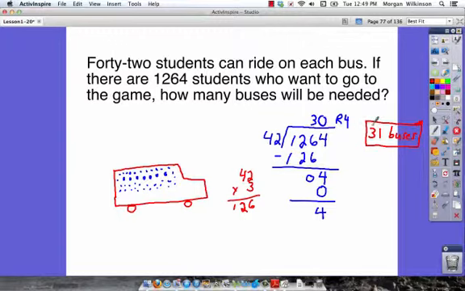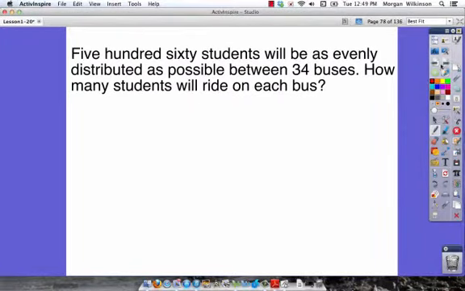If you've got a question, go ahead and watch this again, or write it down for our next class. Let's move on to our next problem. 560 students will be as evenly distributed as possible between 34 buses. How many students will ride on each bus? So in this problem, we're trying to divide students or distribute students as evenly as possible. We're going to have to divide.